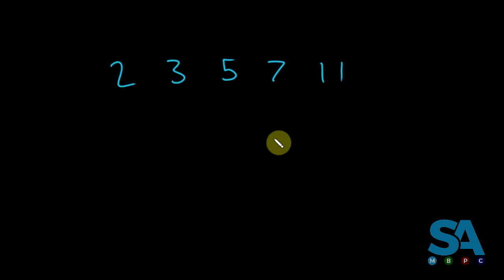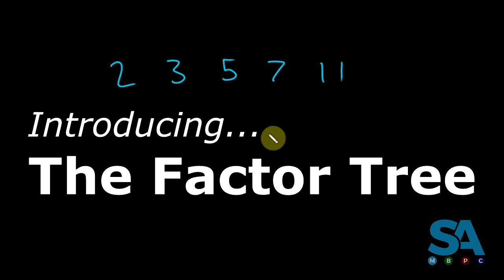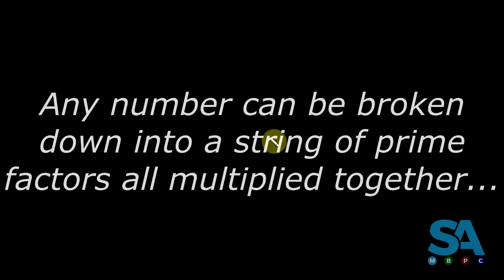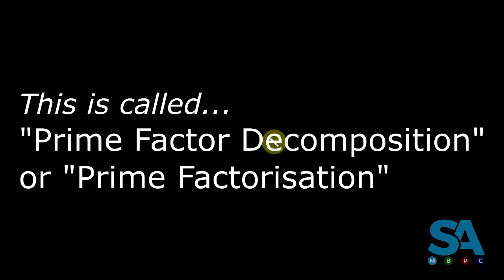If we want to find the prime factors of a number, we use this really cool technique called the factor tree. Any number can be broken down into a string of prime factors all multiplied together. This is called prime factor decomposition or prime factorization. If we look at an example of 320, we're going to split this into factors, and we're going to keep splitting it until we're left with the prime factors. So the first 2 numbers I can think of to make 320 are 32 and 10.